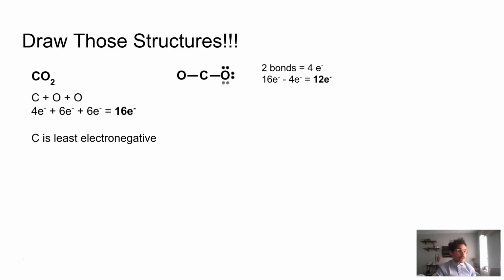I'll put some lone pairs on my oxygens now. That's my next move. Populate the outermost elements with electrons. So I can put 6 electrons in the form of 3 lone pairs onto each of these. So that's going to be 6 lone pairs, 12 electrons, because each lone pair is 2. And that uses up all my electrons. So carbon's not happy right now. Carbon only has 2 bonds on it. 2 bonds is like 4 electrons. Carbon's like, all right, I got 4. I need 4 more to have an octet.